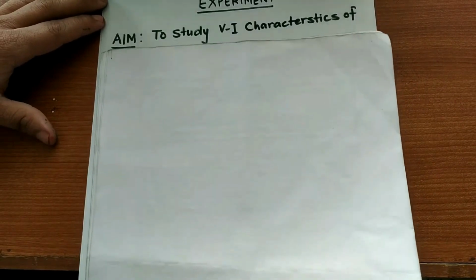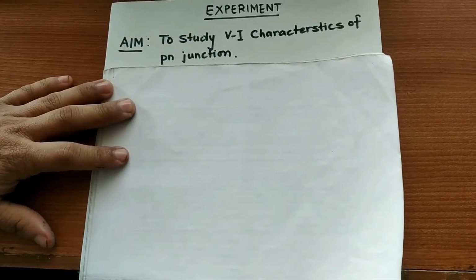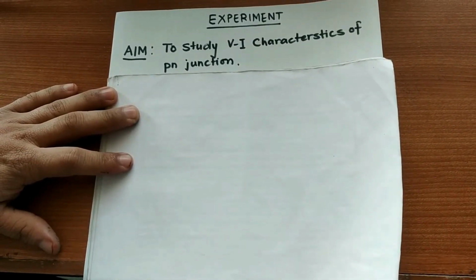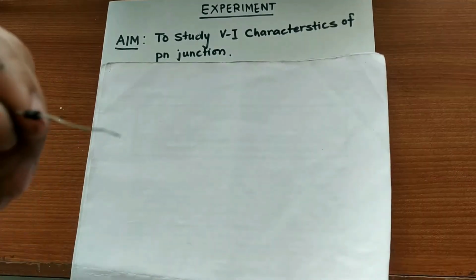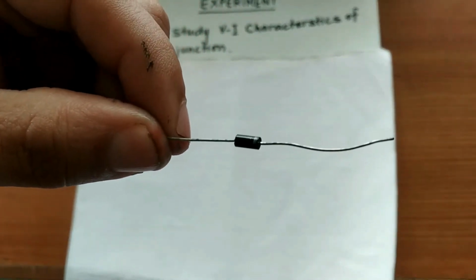Good morning students. Today we are going to study the VI characteristic of a PN junction diode. First, we will see what a PN junction diode is and how it looks. I will show you what your diode looks like.